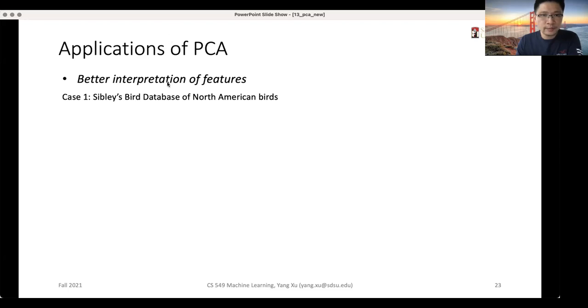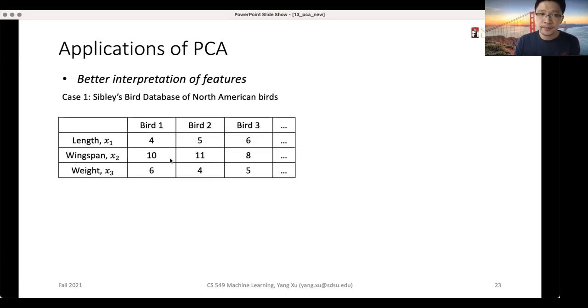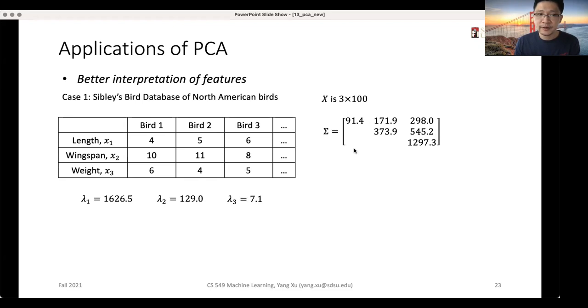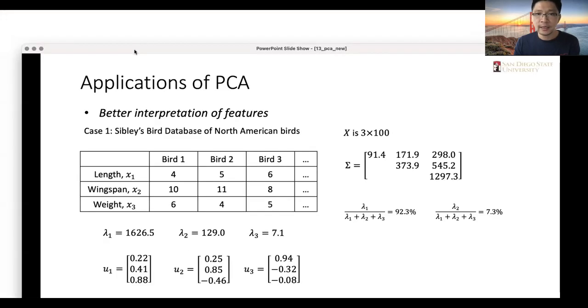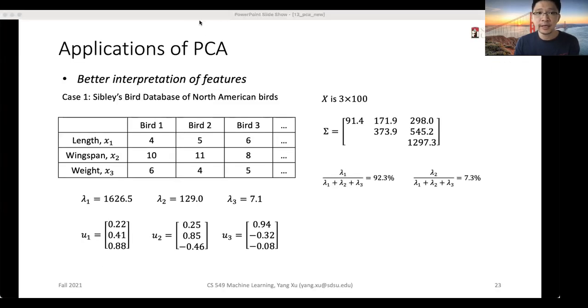So PCA has a very broad range of applications. First is interpretation. In the example here, after we have done the PCA, we have obtained the covariance matrix, and then these are the singular values, lambda 1, lambda 2, and lambda 3. Which means the two components have explained more than 99% of the variance.